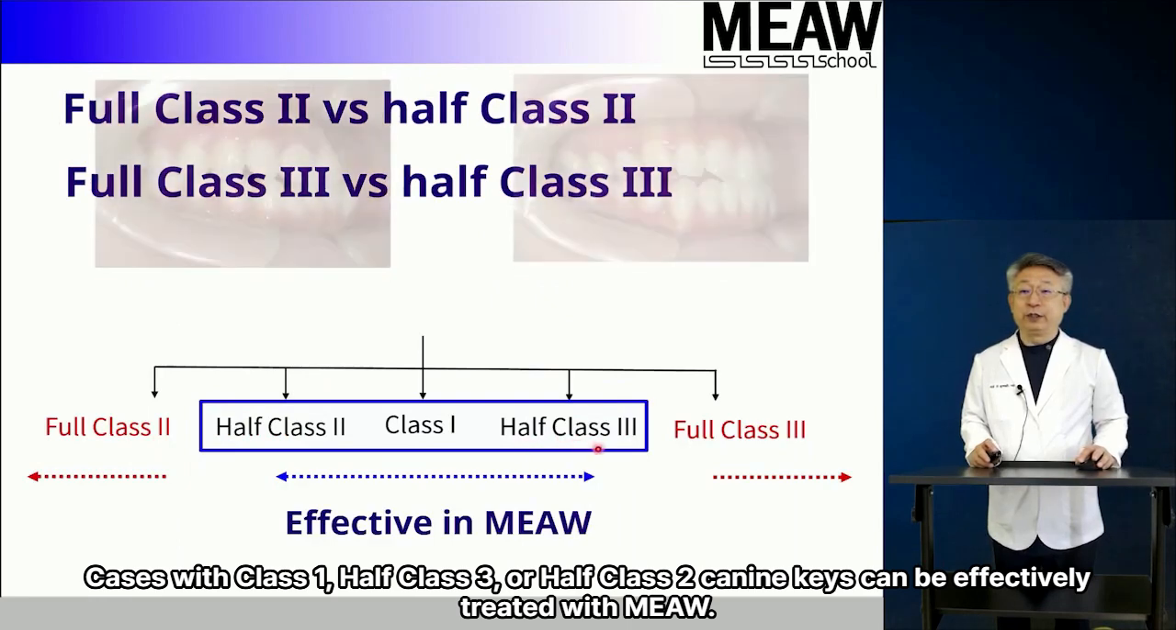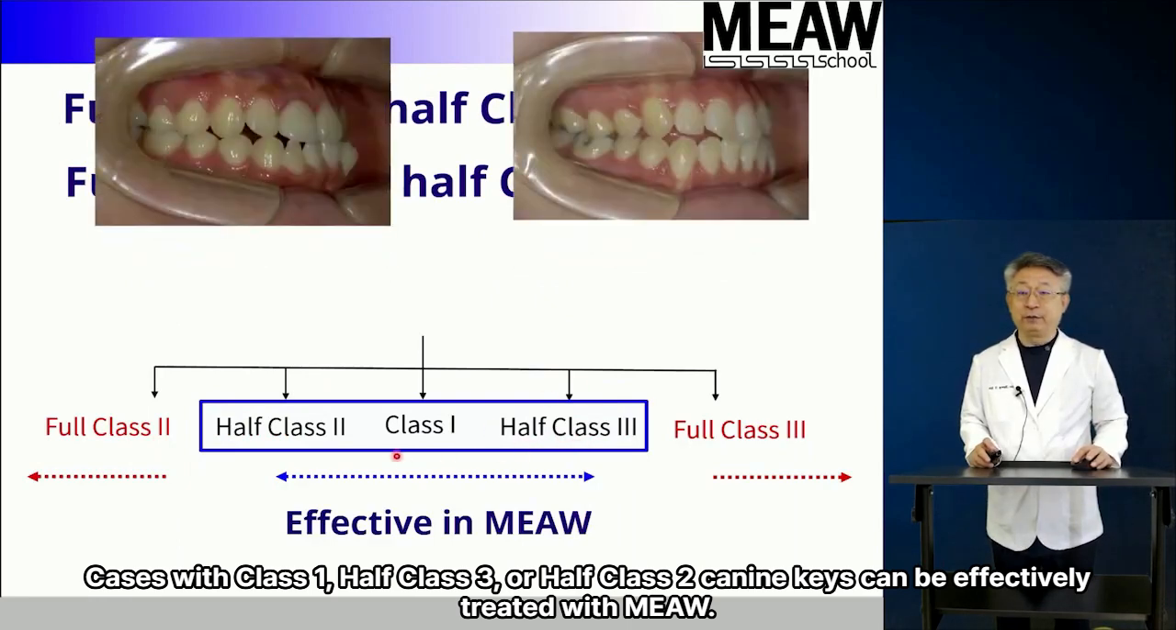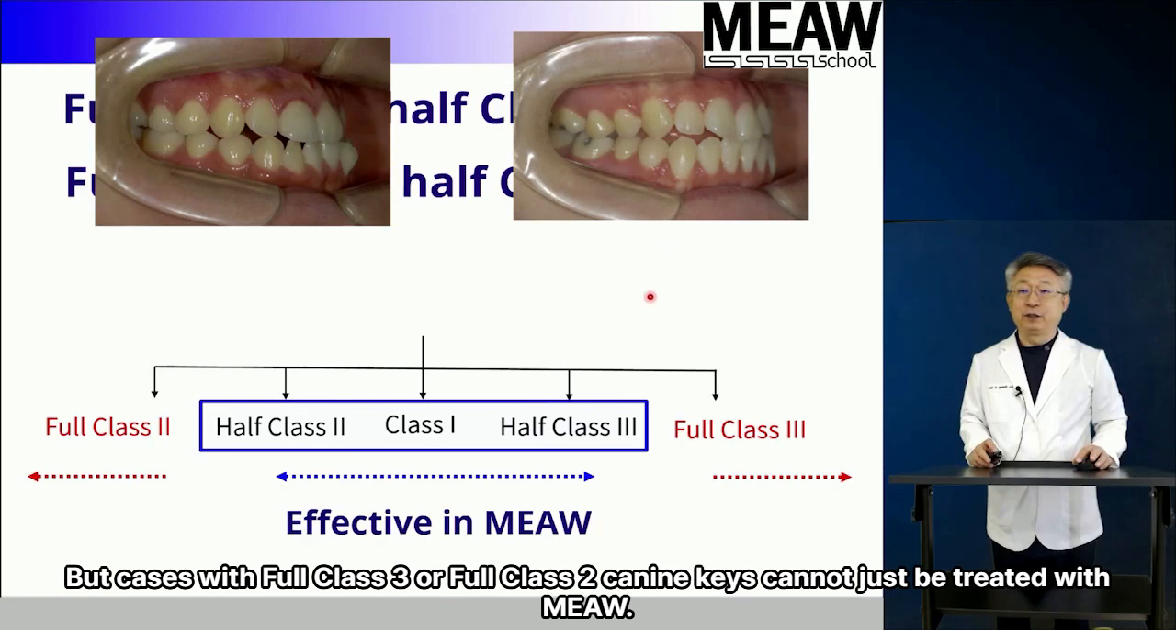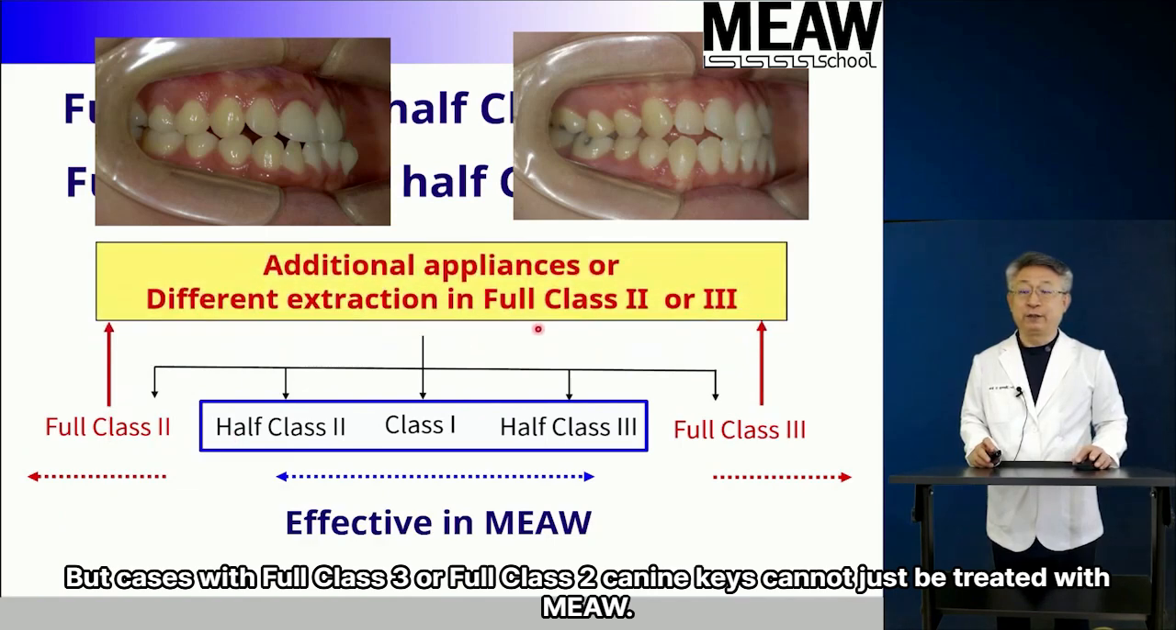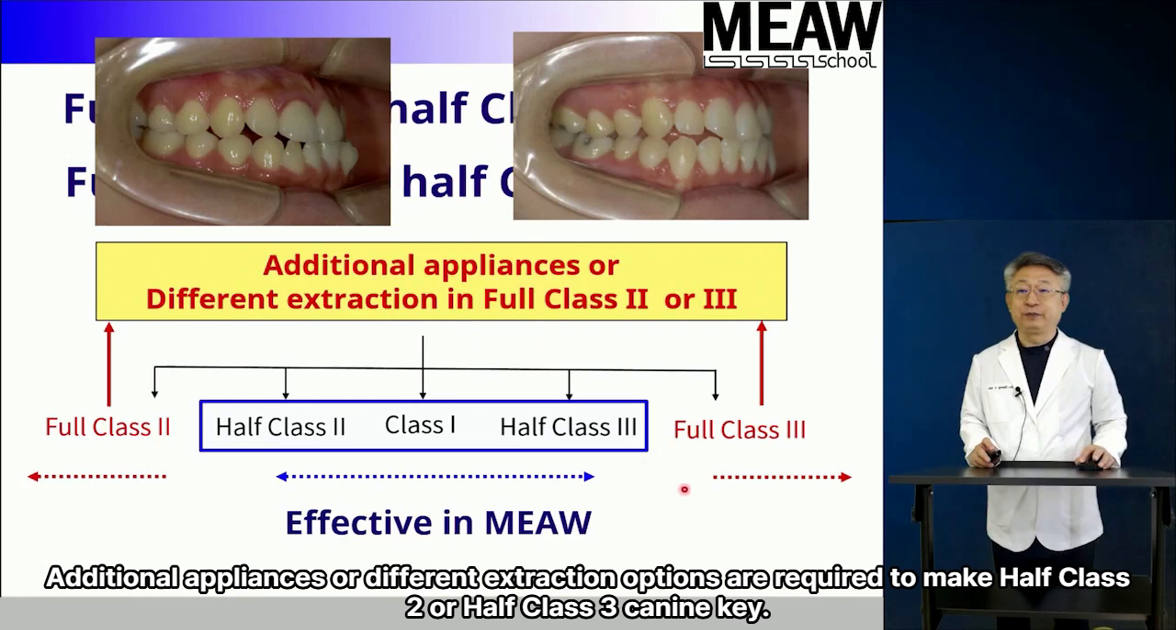Cases with class 1, half class 3, or half class 2 canine keys can be effectively treated with MEAW. But cases with full class 3 or full class 2 canine keys cannot just be treated with MEAW. Additional appliances or different extraction options are required to make half class 2 or half class 3 canine key.